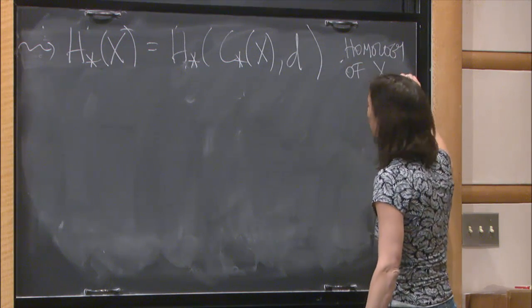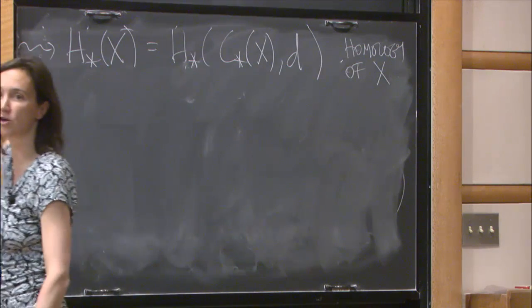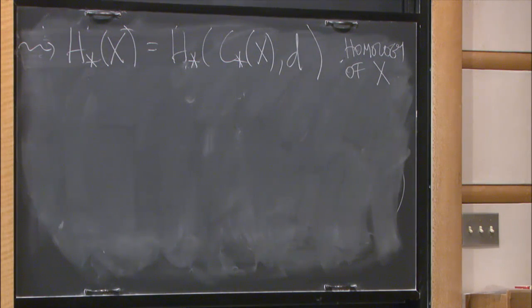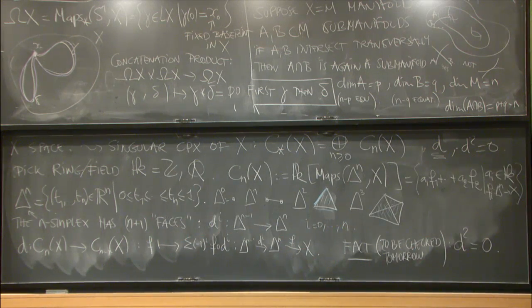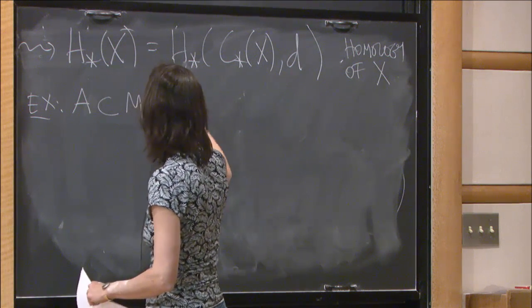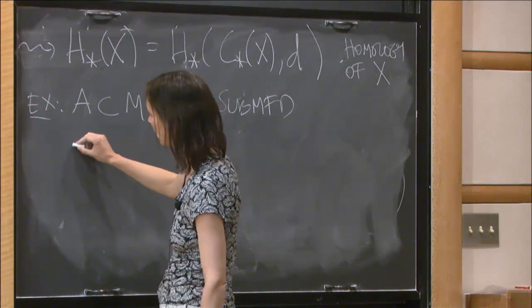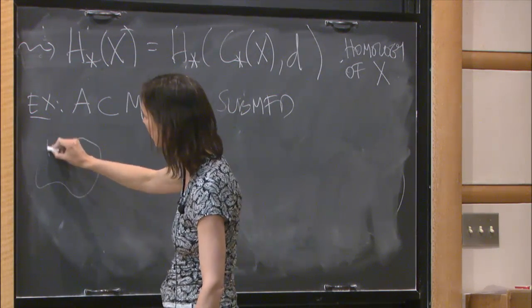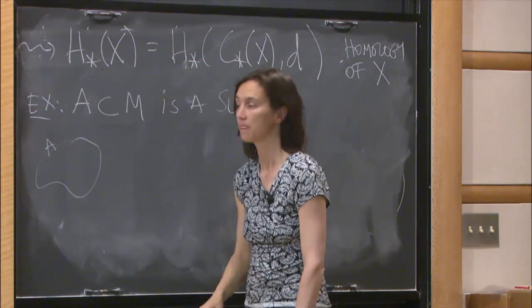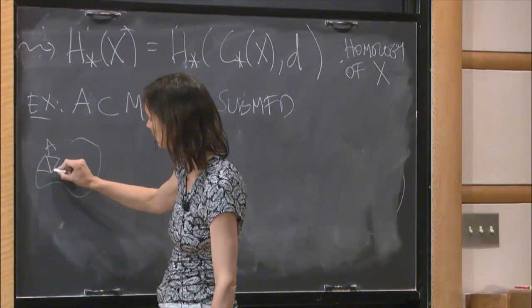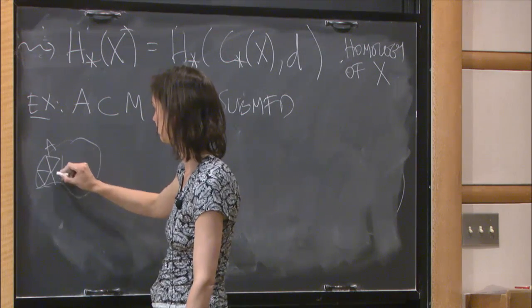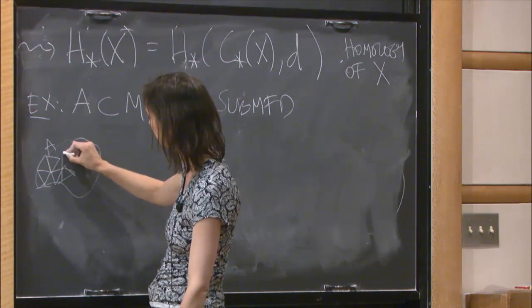Yes. But elements in the homology are represented by elements in the chain complex. So when we talk about homology, we'll think of sums of simplices like this. What's an example? Example: when A, my submanifold inside M, is a submanifold, then I'm thinking of a higher dimensional submanifold. So here's my A. It sits somewhere inside M. I can triangulate it. I make lots of triangles in there.